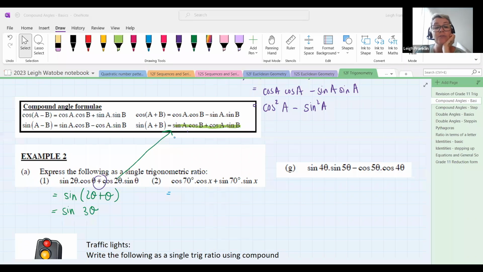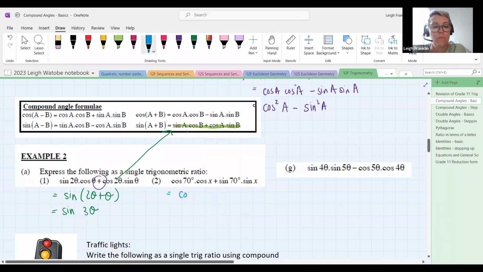Go for it, Tundle, where to? How would you do this one? Good afternoon, ma'am. Ma'am, we are doing number 2, right? Yes. Would it be cos 70 minus x? There we go. Good. Well done. So you spotted that straight away. So it was cos, sine. And then, of course, cos doesn't keep its sign. Fantastic. Well done.